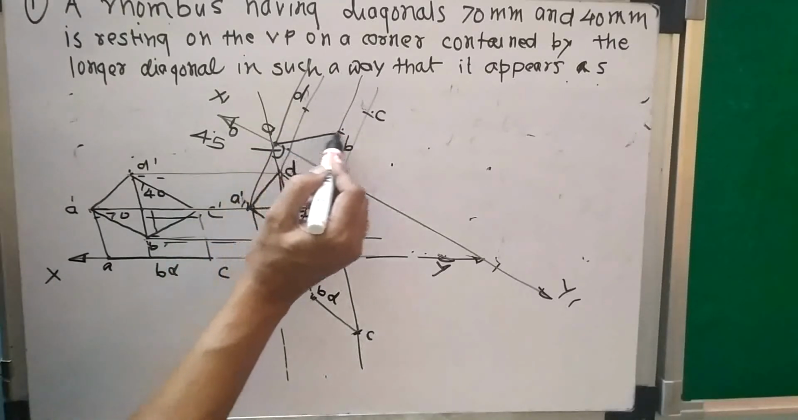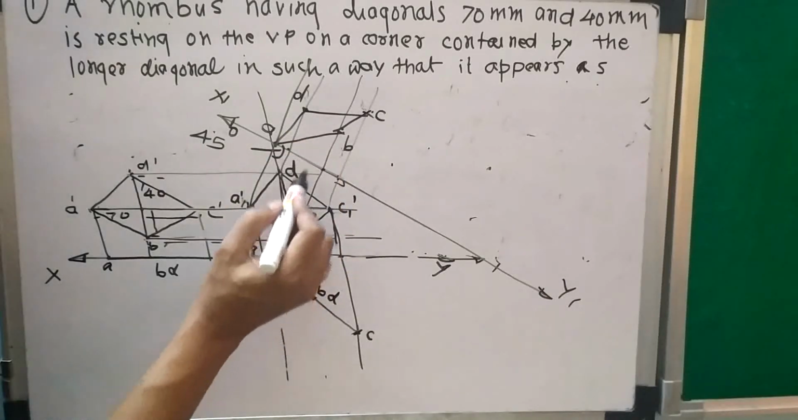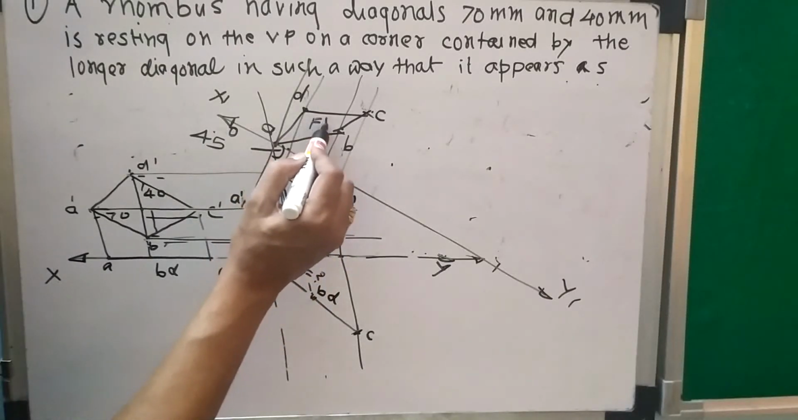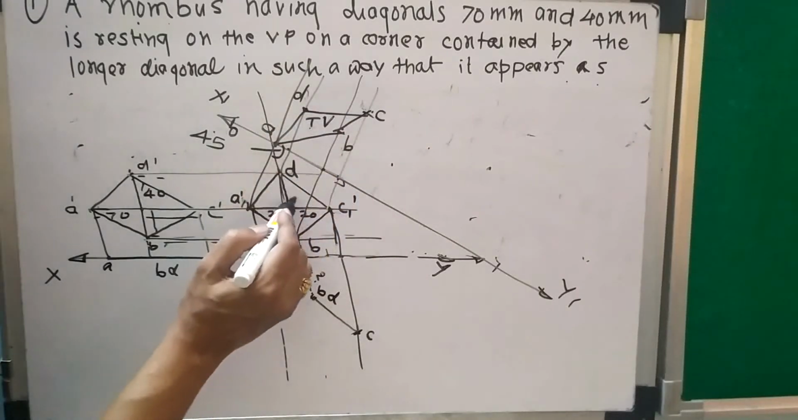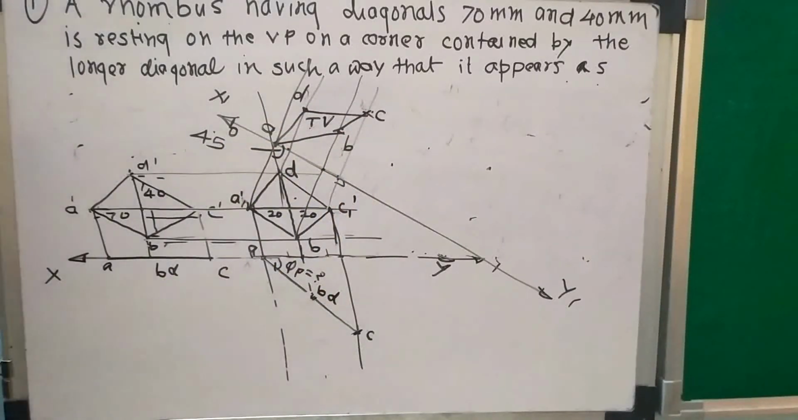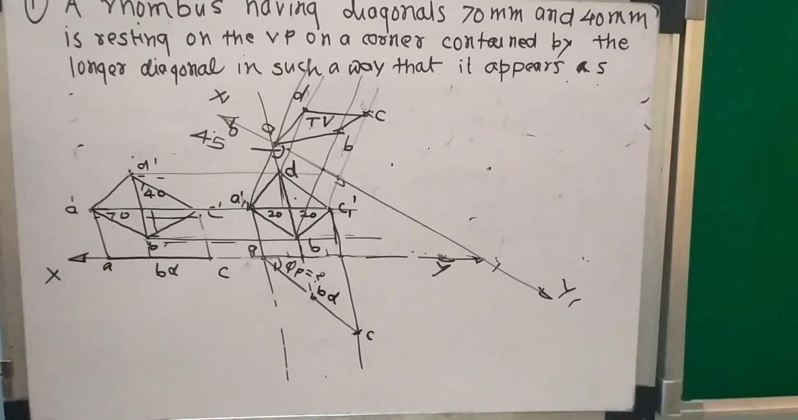So I will join this. So this is my top view. This is the front view and this is my top view. So in this way, by the auxiliary plane method, I have solved this rhombus problem. So you practice it.